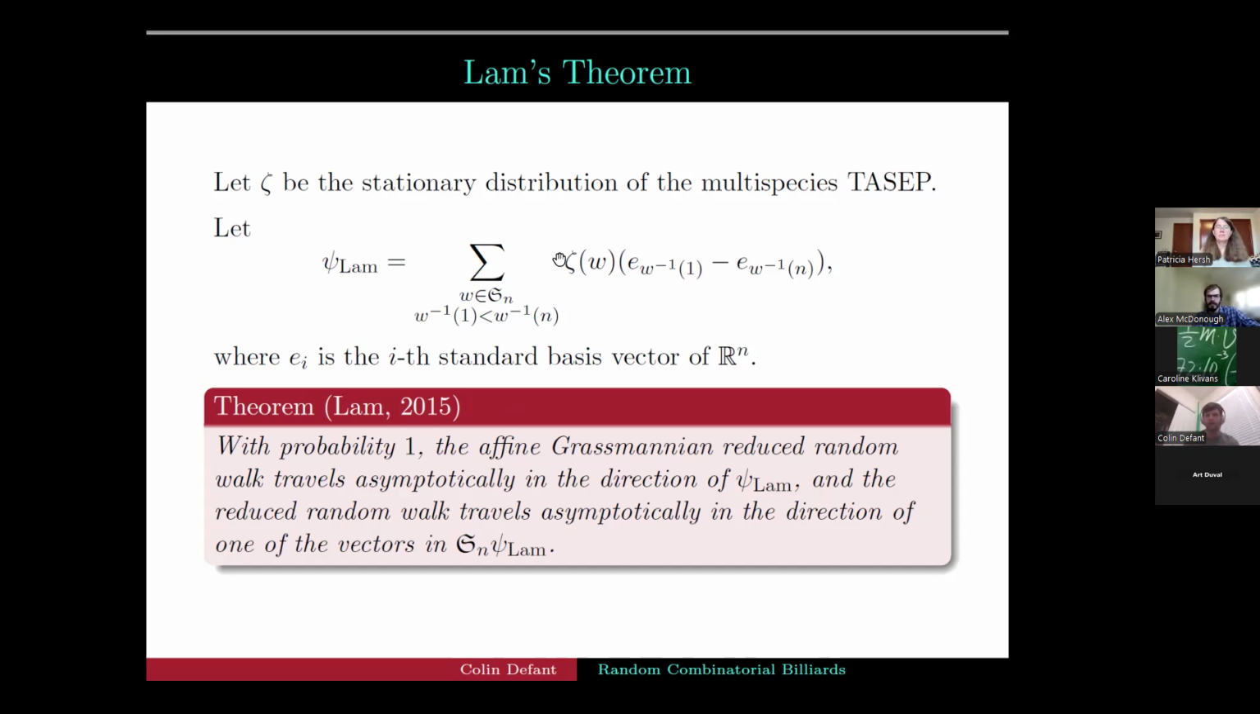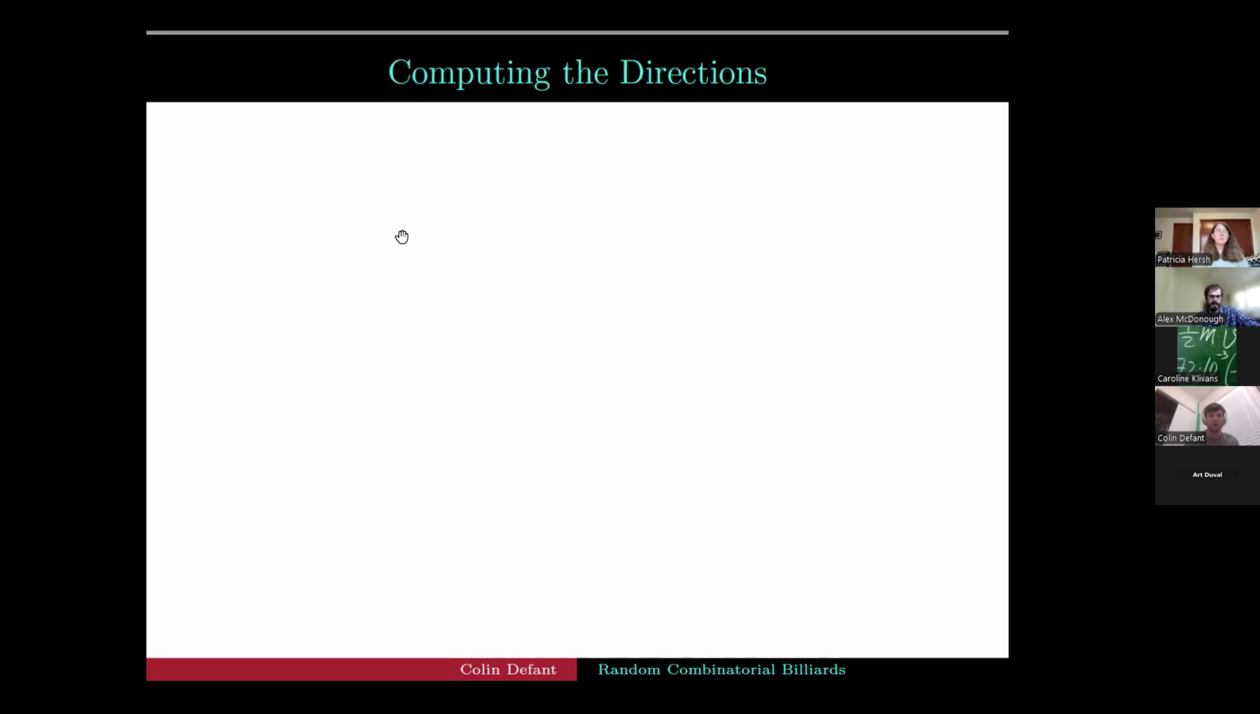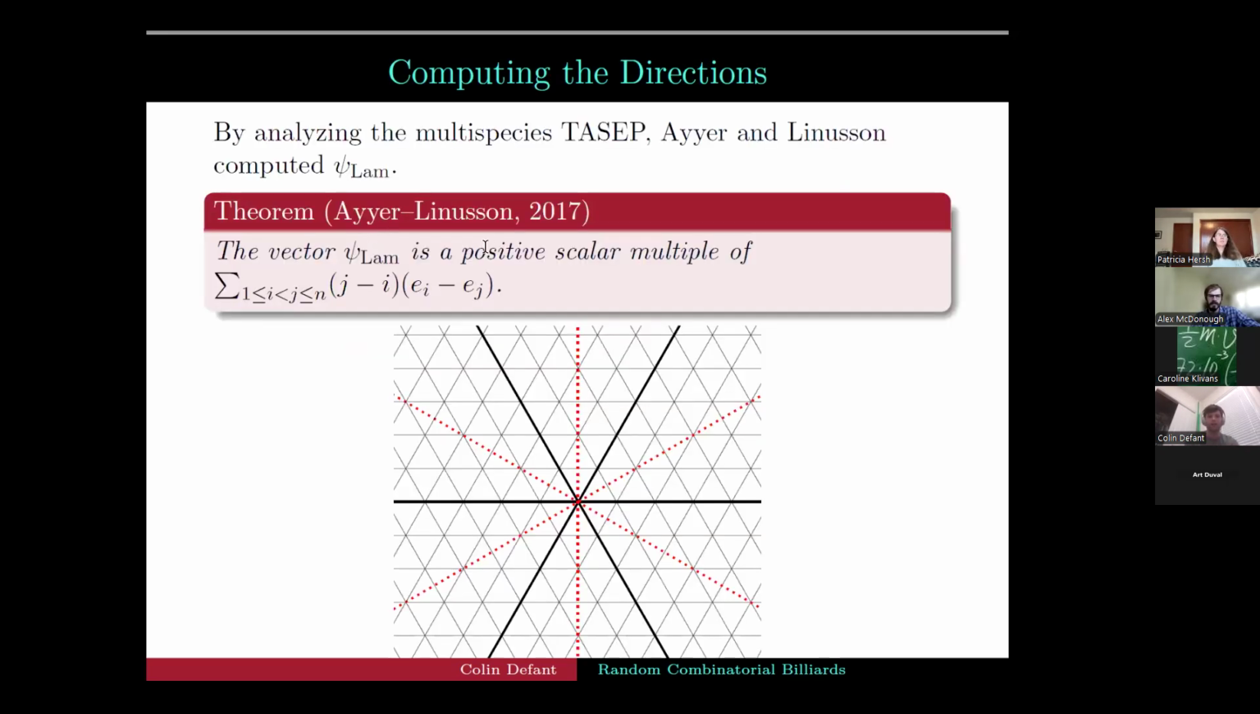We don't really understand this. So we'd like to have a nice explicit formula for this. Actually, Lam conjectured a formula for this in his paper, and this was proven a couple of years later by Arvind Ayyer and Svante Linusson. They came along and said, oh, you've rediscovered this thing called the multi-species TASEP, and people have studied this for a while, and they have these tools that they can use to compute the stationary distribution. And so then they applied those tools in order to prove this formula.